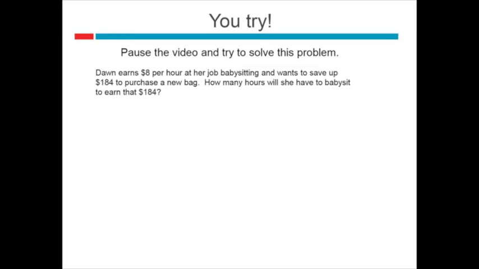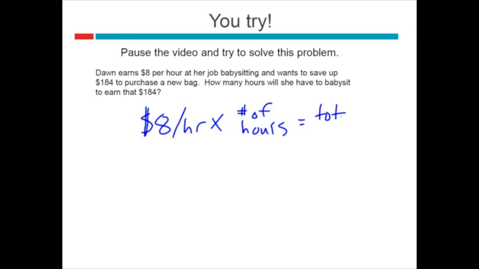So Dawn earns $8 an hour at her job babysitting. She wants to save up $184 to purchase a new bag. How many hours will she have to babysit to earn that $184? So, Dawn makes $8 per hour, and if we multiply this by her number of hours, then that will tell us the total amount of money she earns.